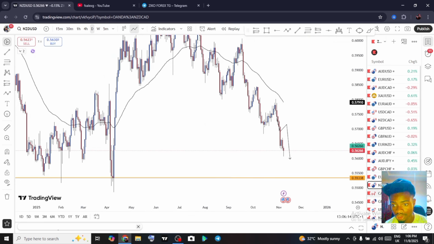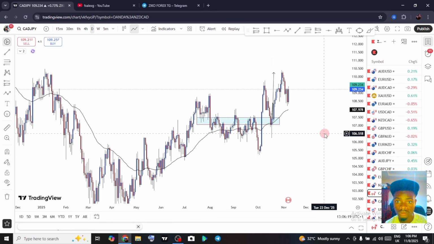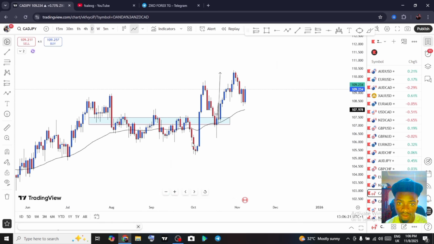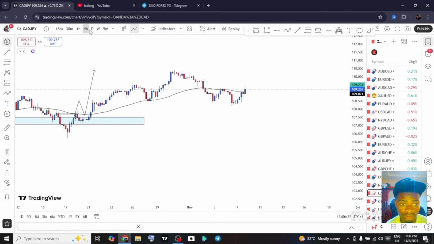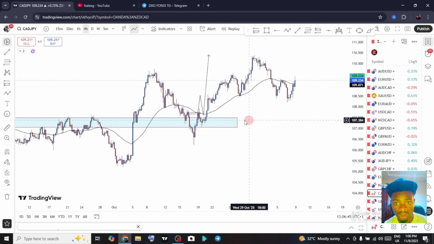Next pair, CAD JPY. Of course, if you see the direction again, I was expecting this market to buy, and it bought, as you can see right here. So did I miss this trade? I'm trying to remember if I missed this trade. I don't think I missed this trade. It's looking very familiar to me. All right, but let's see what we have, by the way.